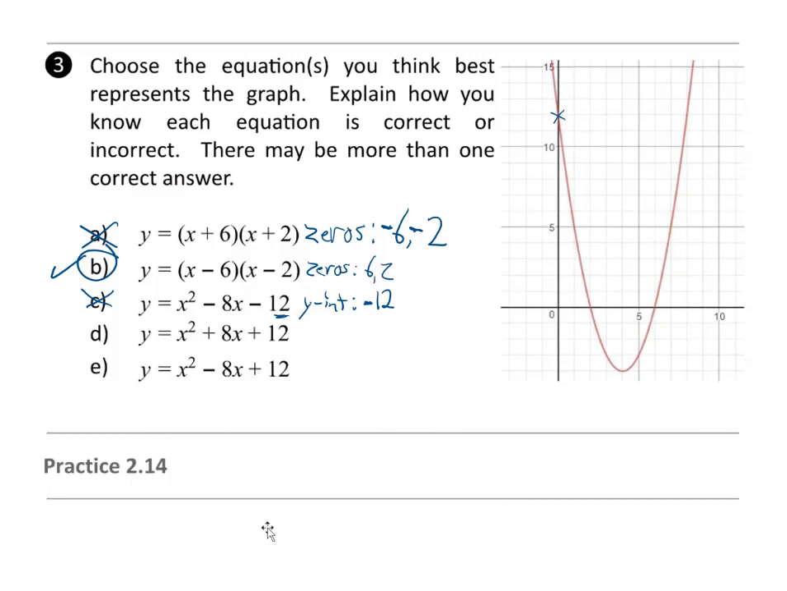However, if we expand B, we actually get the E value, or the E equation here. So this is expanded B. That means using FOIL, x times x gave us x squared, -2x minus 6x, and then plus 12. So -6x minus 2x would have given us -8x, not plus 8x. So that doesn't work.